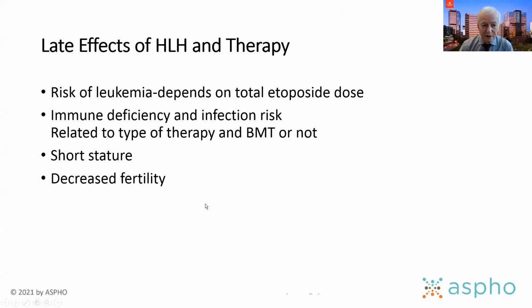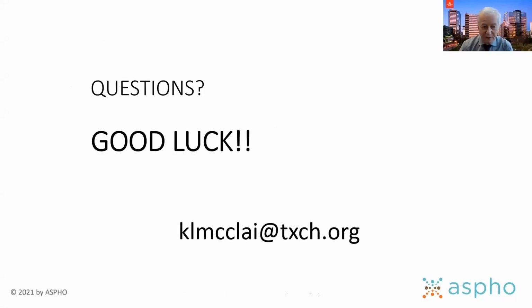So the effects of HLH and its therapy include an increased risk of leukemia if they have an etoposide dose over 3 grams per meter squared. They have immune deficiency and infection risk, which is related to the type of therapy, whether they have a transplant or not. Often these patients have short stature and decreased fertility.